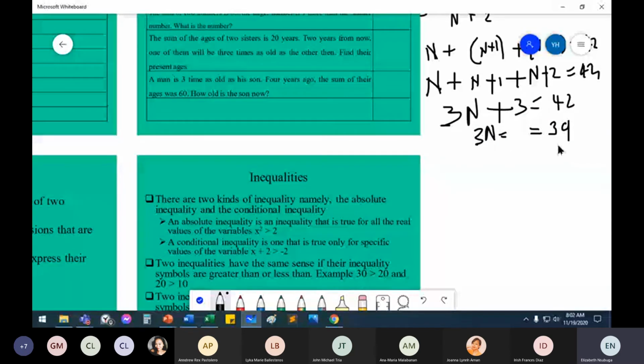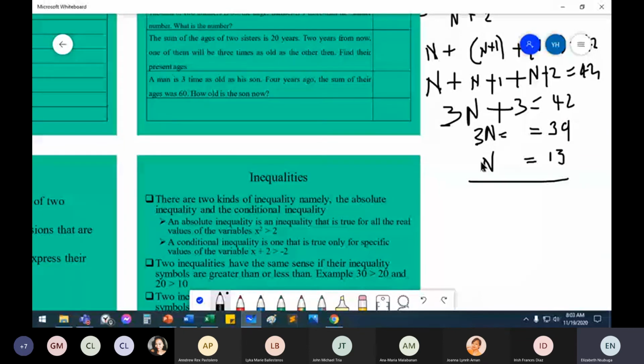As I said, please use your long method. If you want to write it here, write it, put n over 3, this over 3, so that you understand what you're doing. I am just making a shortcut because I know it already. But if you want, put divided by 3 and go on and on. Make it as long as you want, as long as it's logical and you understand. So I divided by 3, I remain with n. Divided by 3, I remain with 13. So therefore, my n is equal to 13.